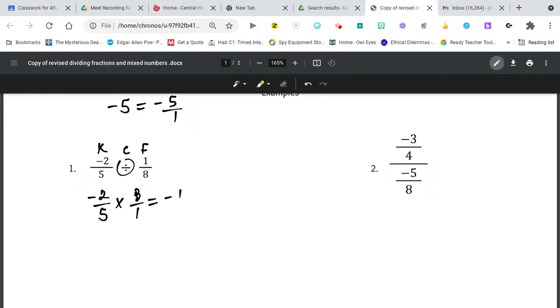Apply my multiplication rules. I get negative 16/5. And you know it's negative because you have a negative times a positive, which leaves you with a negative. Or you could just say different signs would produce a negative when you're multiplying or dividing.